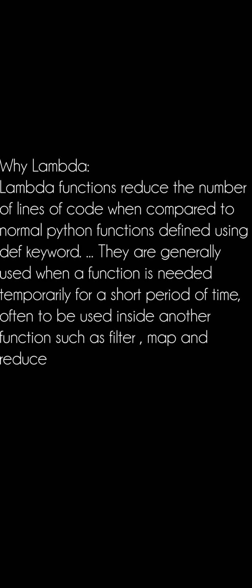Why lambda? Lambda function reduces the number of lines of code when compared to normal Python functions defined using the def keyword. They are generally used when a function is needed temporarily for a short period of time, often to be used inside another function such as filter, map, and reduce.